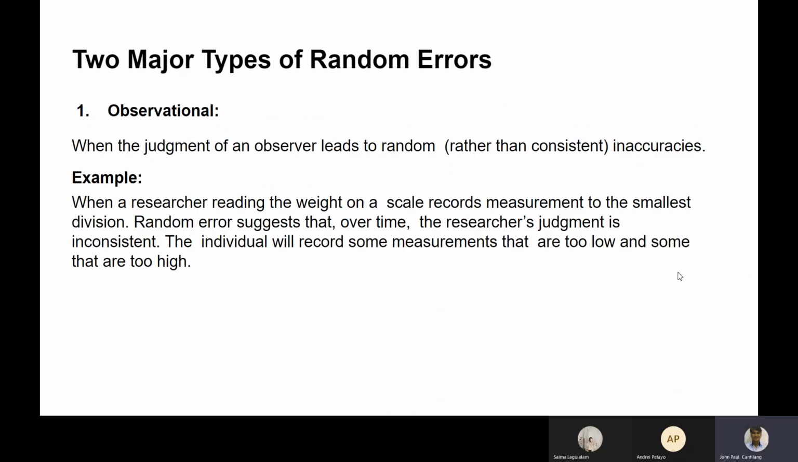Two major types of random errors. First one is observational. When the judgment of an observer leads to random, rather than consistent, inaccuracies. Example of this is when a researcher reading the weight on a scale records measurement to the smallest division. Random error suggests that over time, the researcher's judgment is inconsistent. The individual will record some measurements that are too low and some that are too high.